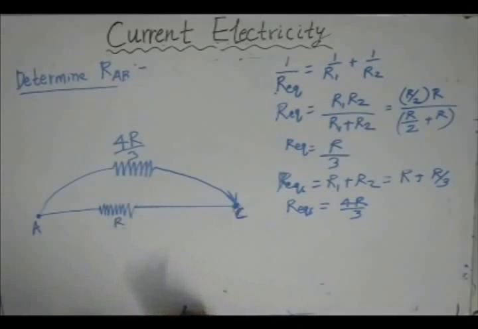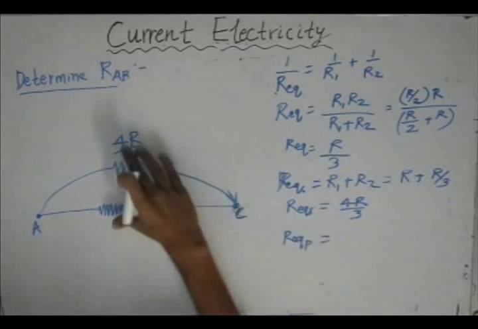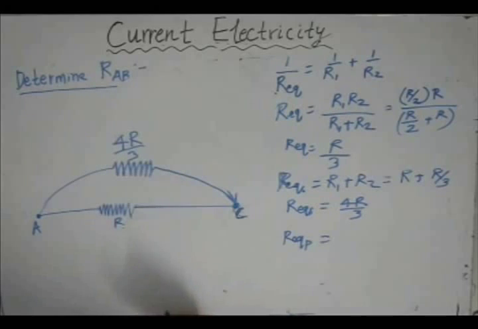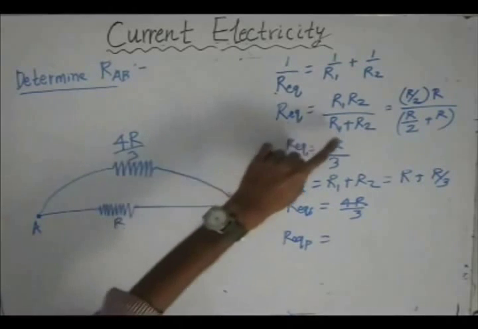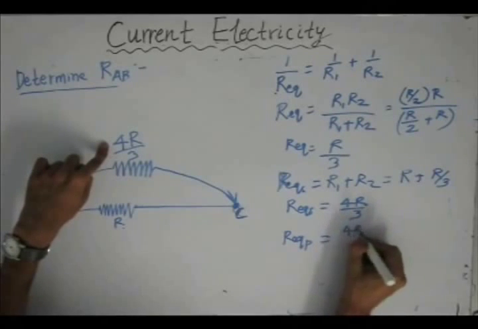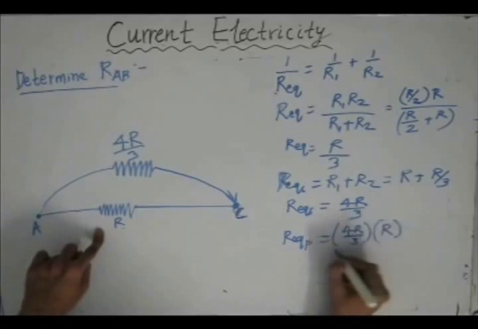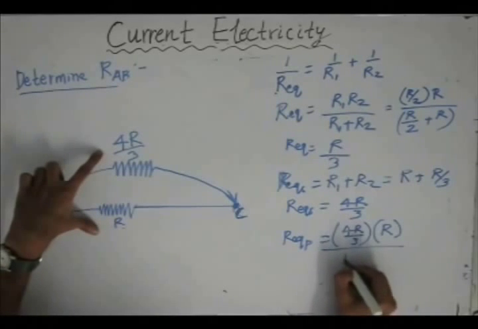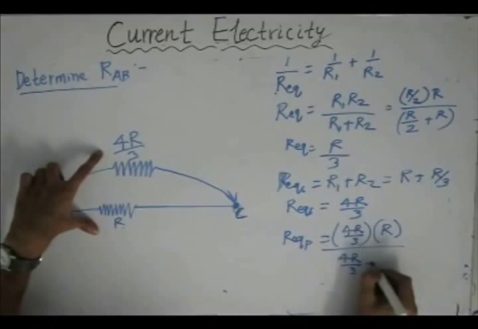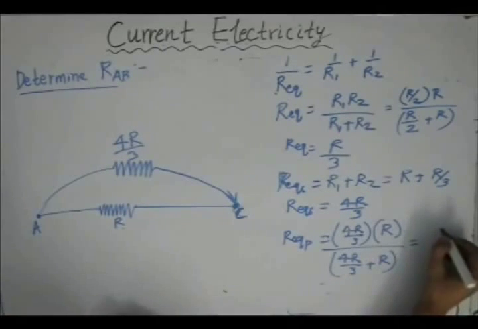If we use this formula, what we get is the parallel combination result for these two resistors. So this is R1 R2 divided by R1 plus R2. R1 is 4R by 3 times R2, the other resistor whose value is R, divided by the summation of these two resistors, so 4R by 3 plus R. By solving it, we get 4R by 7.